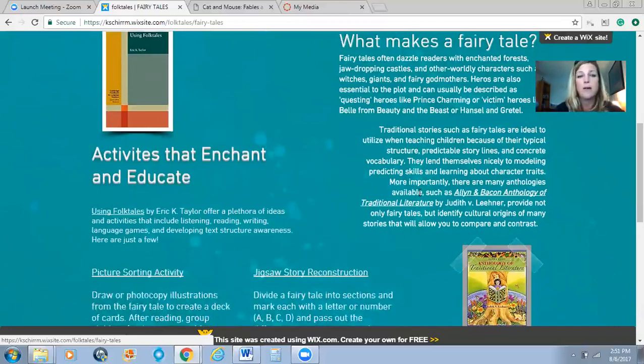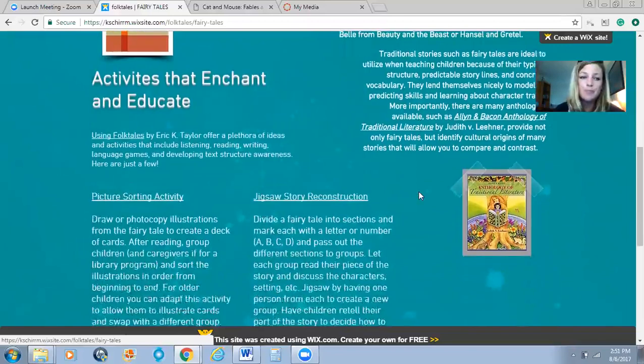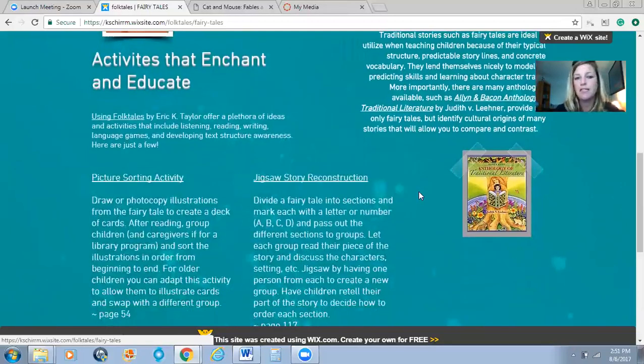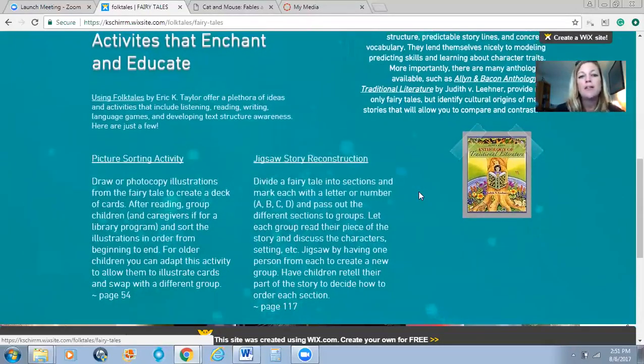There's an amazing resource for using folktales by Eric K. Taylor, and I've included just a couple of his activities here. All of these are literacy based, and so they really focus on listening and reading and writing. There's some language games, there's developing text structure awareness, and then also some other aspects of literacy. These are just the two that I included.